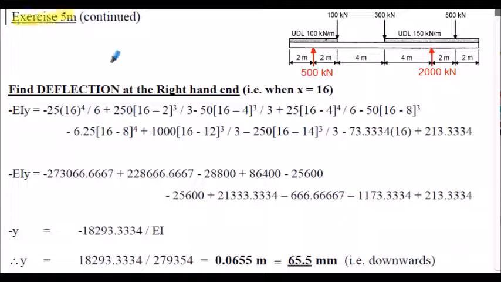Exercise 5m continued. We're finding deflection now at the right hand end. That's when x is equal to 16 meters. Just put the value of 16 into our equation 3a as labelled. All the terms again will be live here, so we need to consider all the terms. That produces a deflection value of 65.5 millimeters, and that's downwards.